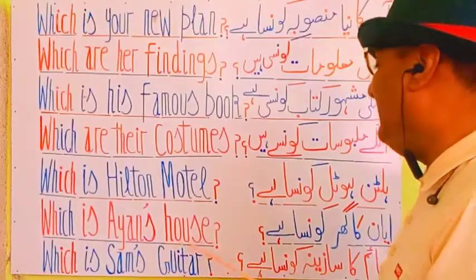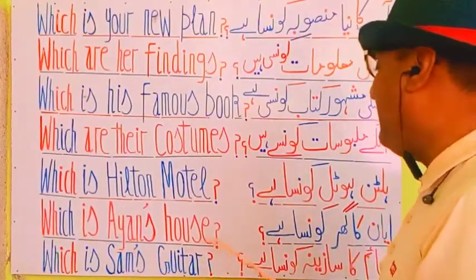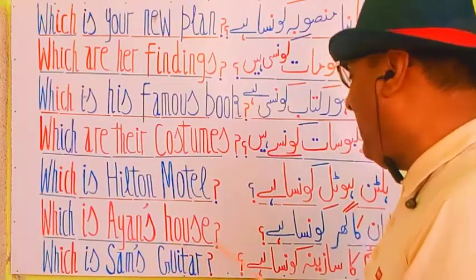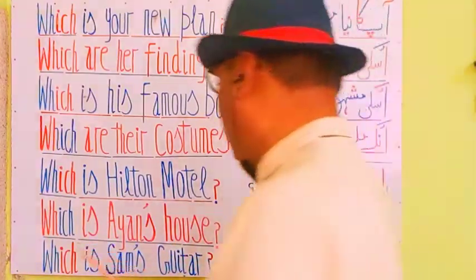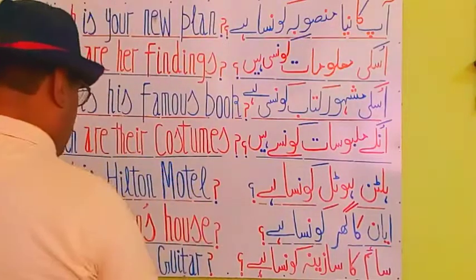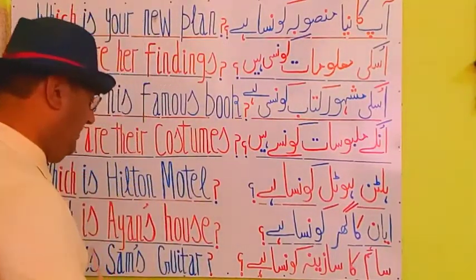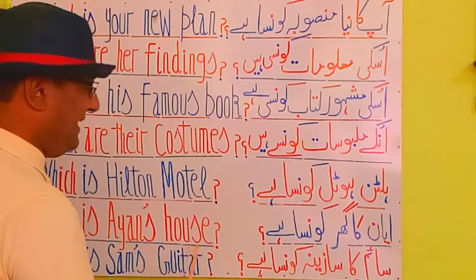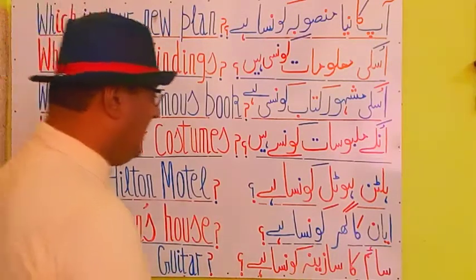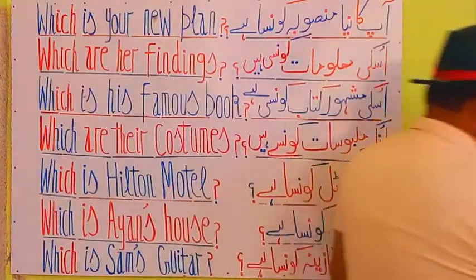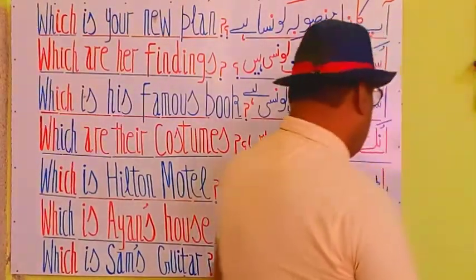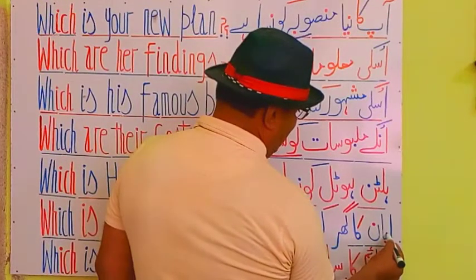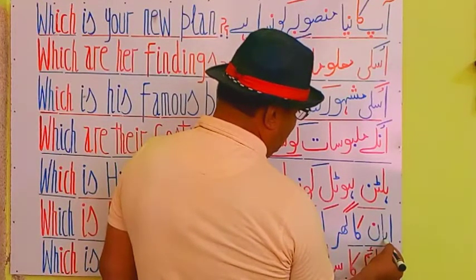Which is Ayan's house? अयान का घर कौन सा है? Which is Ayan's house? अयान का घर कौन सा है? Which is Ayan's house. Such as you can say which is David's house?